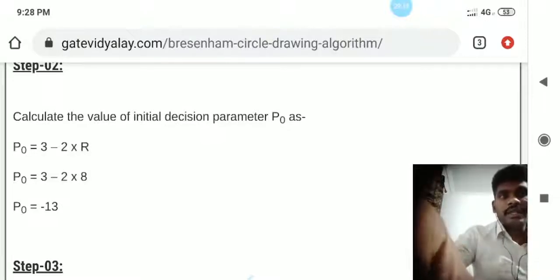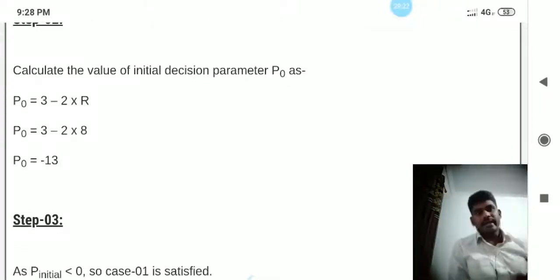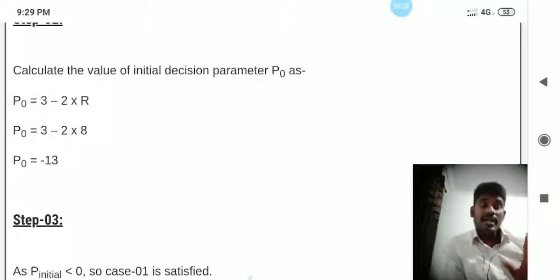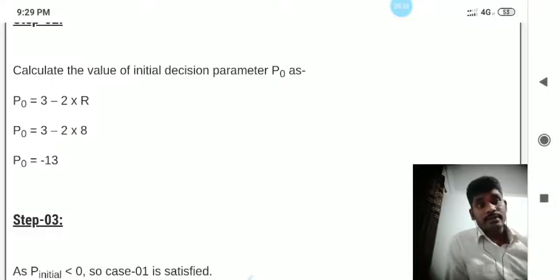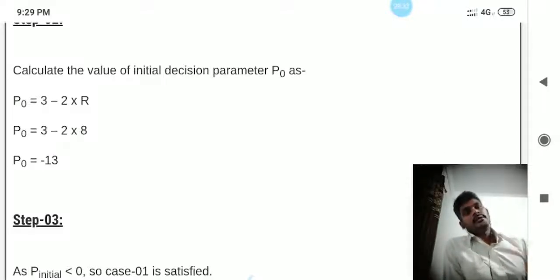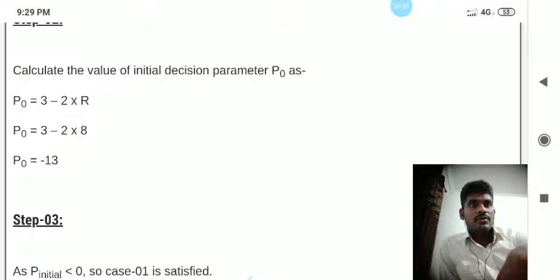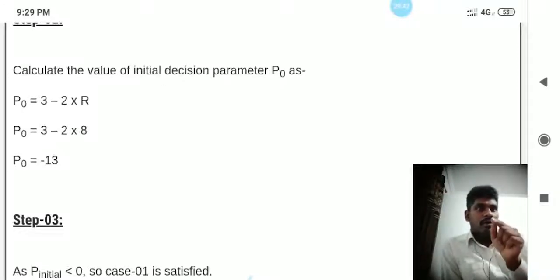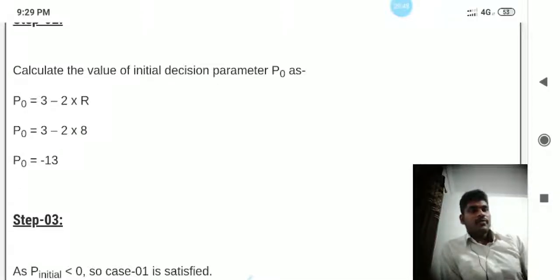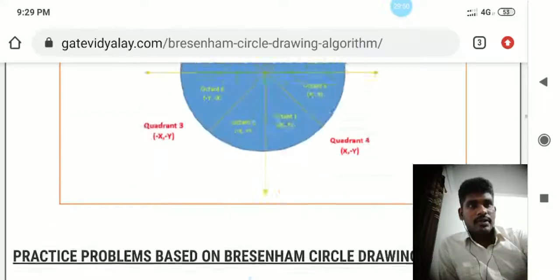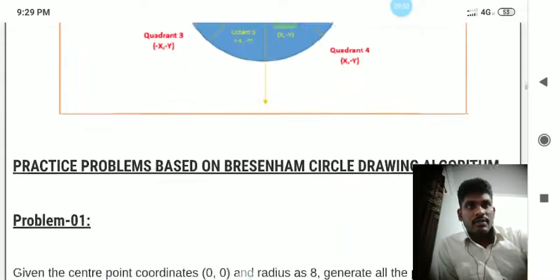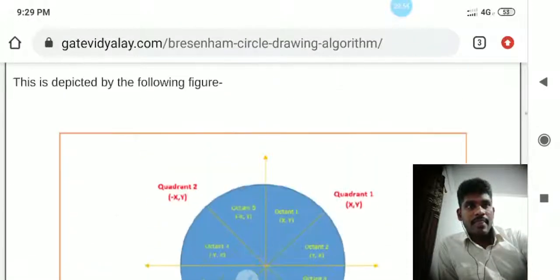So when it is minus 13, is it case 1 or case 2? It is case 1. What is case 1? Pk less than 0. Sorry, not less than or equal to, just less than 0. P value less than 0. P naught equals 3 minus 2r, and we are substituting the r value. Now P naught equals minus 13, so it follows the first case. What is the first case? Look here.